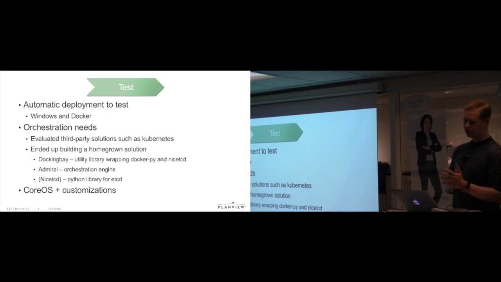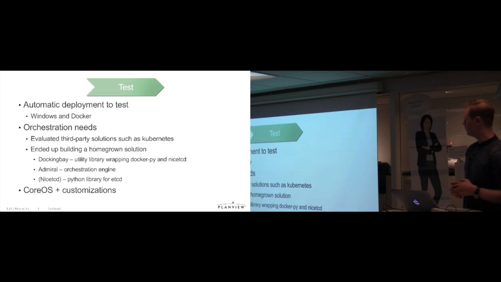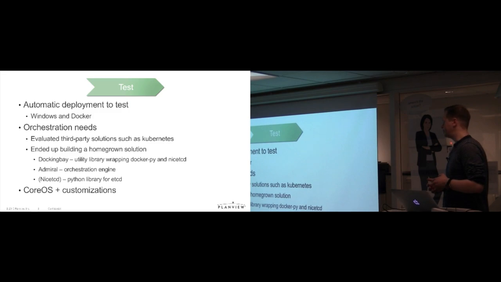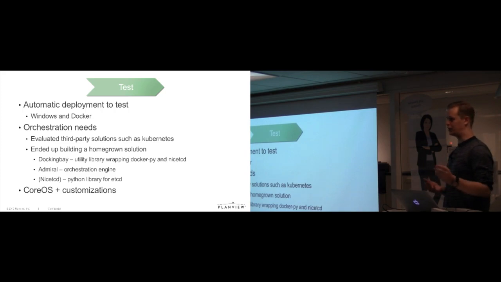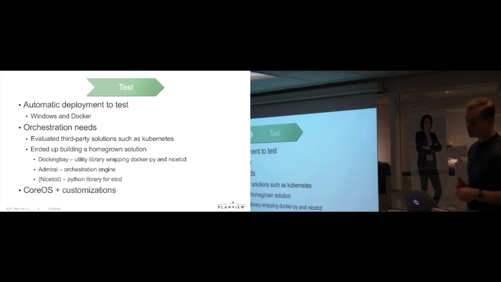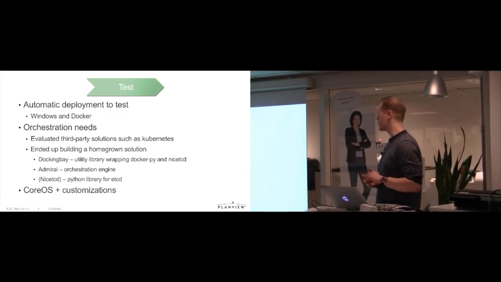We had some orchestration needs, of course, as well. So we started evaluating Kubernetes first, but we soon ran into issues with that one. It didn't handle shutting down and moving containers in a graceful way. It actually just killed them, reasoning that because you have three running, it can kill two. That's okay, at least in the early version. I hope it's changed now, because that was unusable for us.